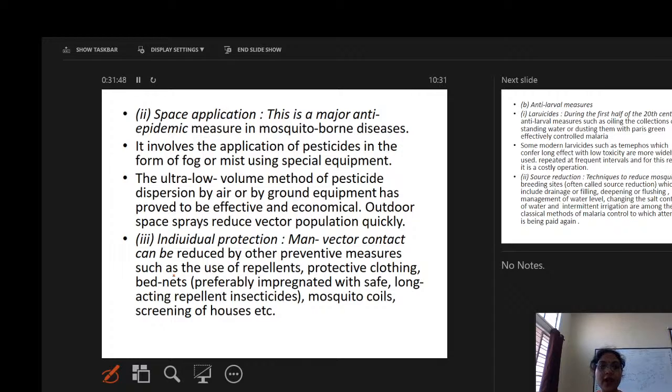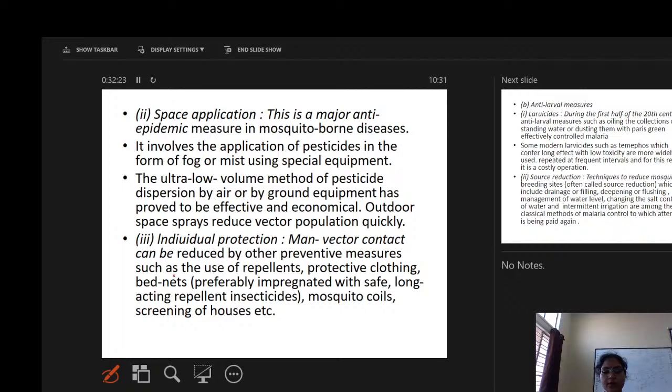Now, space application. This is a major anti-epidemic measure in mosquito-borne diseases. It involves application of pesticides in the form of fog or mist using special equipment. These are called ultra-low volume methods, where under pressure you will get small droplets of the pesticides. The spraying is something like a fog or gas, but here you will have droplets of pesticides that are dispersed by air or by ground equipment, which has proved to be effective and economical. Next is individual protection.